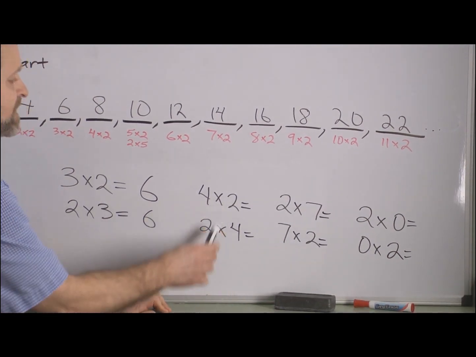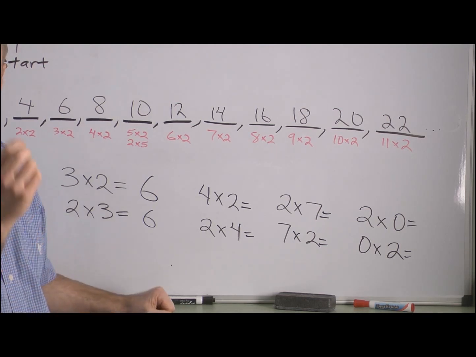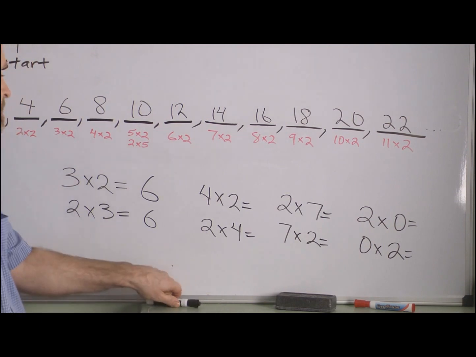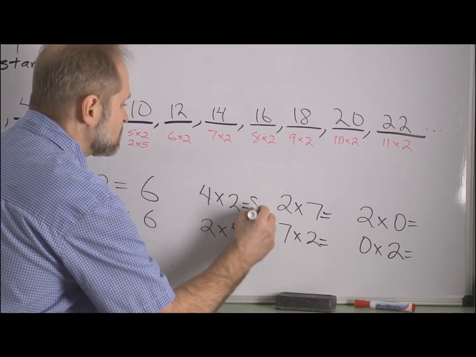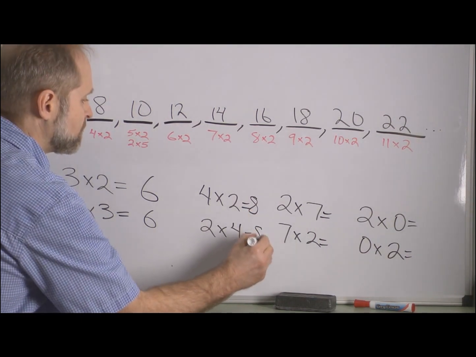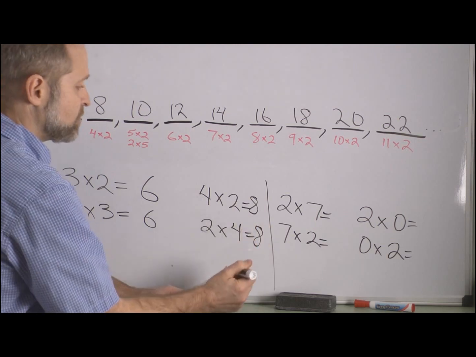4 groups of 2. I'm going to skip count by 2. I'm not going to look at my list. I'm going to think to myself, 2, 4, 6, 8. The answer is 8. Now, if it's 2 times 4, same answer, commutative property. Let's take a look at the next one.